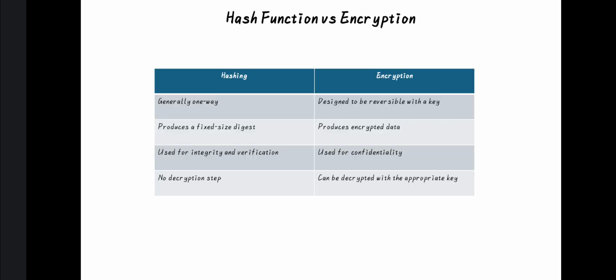Difference between hash functions and encryption methods. Generally, hashing functions are one-way functions. That means if you enter the data and compute the hash, you cannot recover the original message. Encryption methods use a private key or public key and are designed to be reversible with the key. That means if you know the key details, you can find the original message.